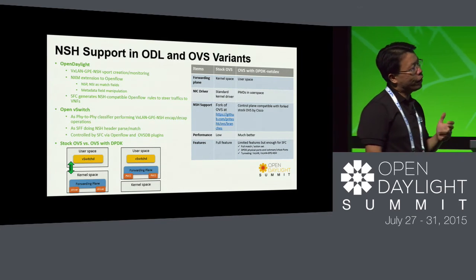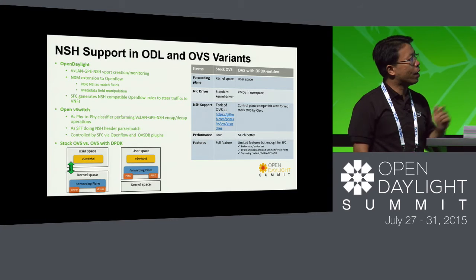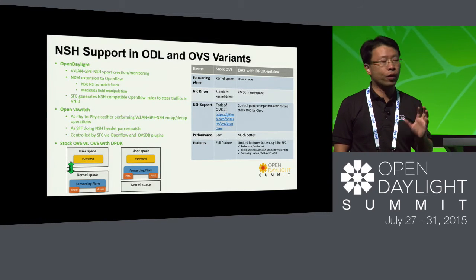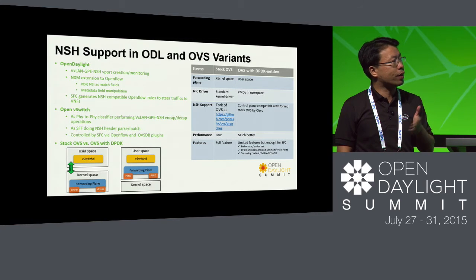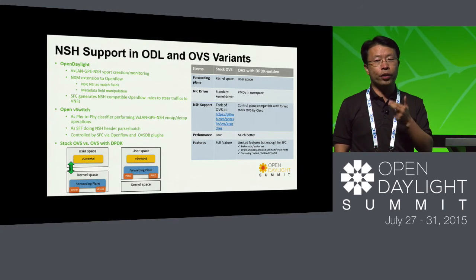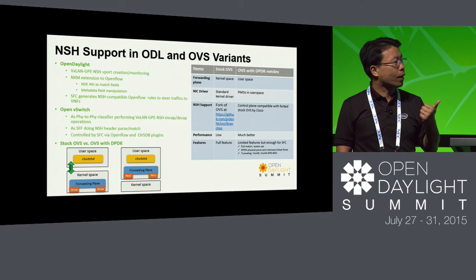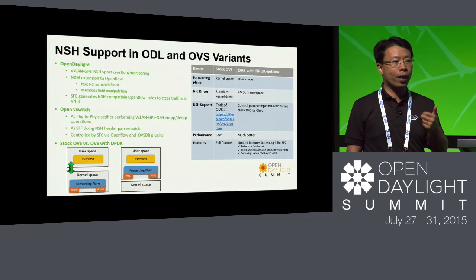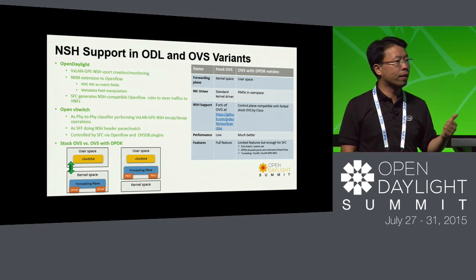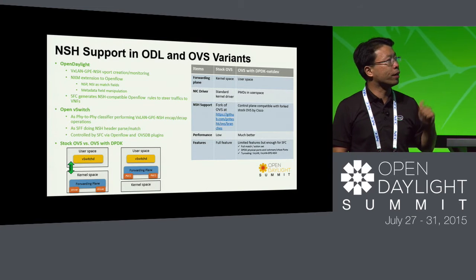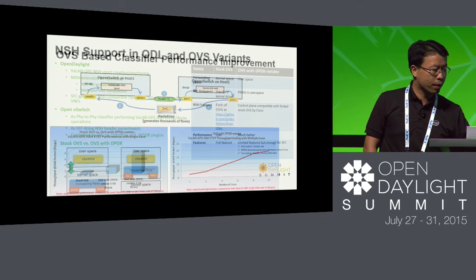But feature-wise, stock OVS has a bunch of features that DPDK OVS does not support. But from the service function chain perspective, features like full match action set, like VXLAN-GPE NSH, those are basic functionality required by the service function chain classifier and service function chain forwarder, and they are already supported in the DPDK OVS.